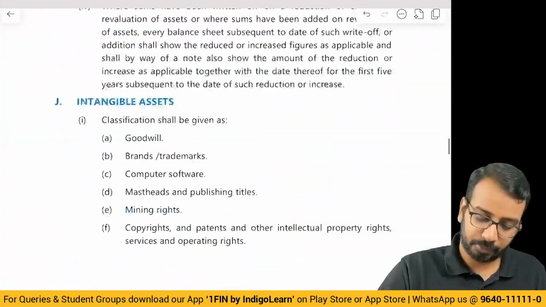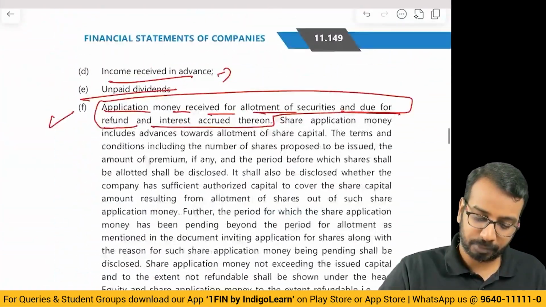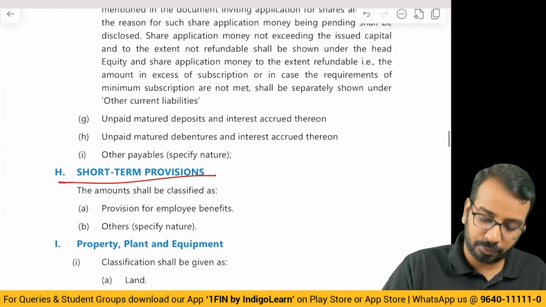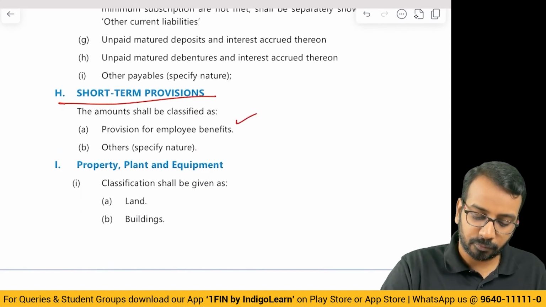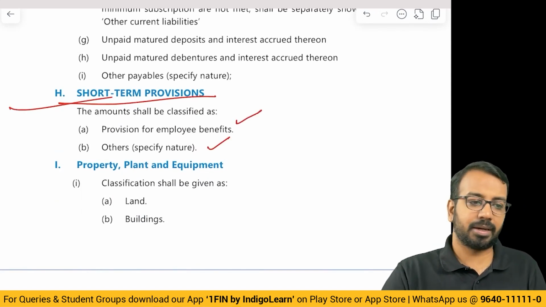Then short-term provisions for employee benefits and others. So this is a standard thing, nothing complicated.